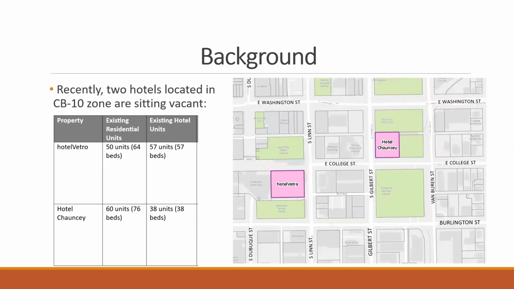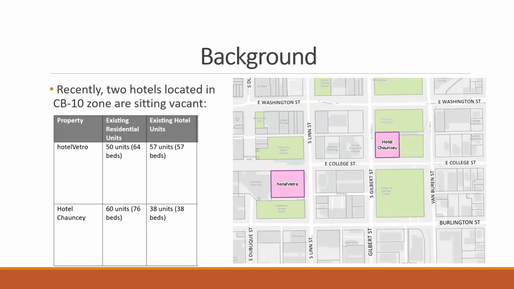So downtown Iowa City has a handful of hotels. They are primarily located in the CB10 and Riverfront Crossings zoning districts. There are 2 hotels in particular that recently have gone out of business and are sitting vacant. So that's the Hotel Vetro and Hotel Chauncey that are shown in pink here on the map.